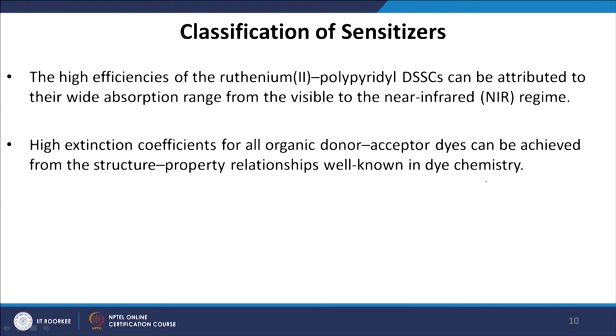The high efficiency of the ruthenium polypyridyl DSSCs can be attributed to their wide absorption range from the visible to near IR region. High extinction coefficient for all organic donor acceptor dyes can be achieved from the structure property relationship well known in dye chemistry. Now obviously when we design a new dye, we know its structure, but at the same time we need to know its optical properties like its absorption properties.